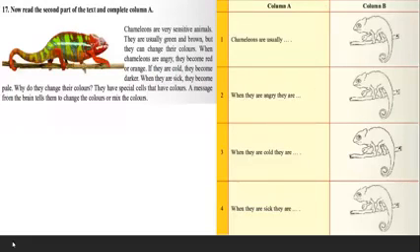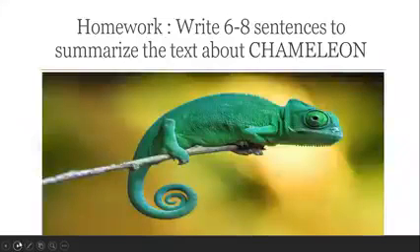Okay, now that's the end of our lesson. So your homework is to write down 6 to 8 sentences to summarize the text about the chameleon. You can use extra materials, extra sources from the internet if you are interested in that. I hope it will be interesting for you guys.